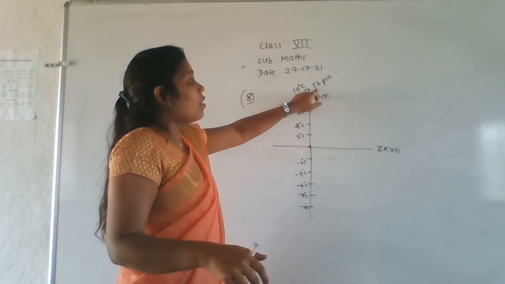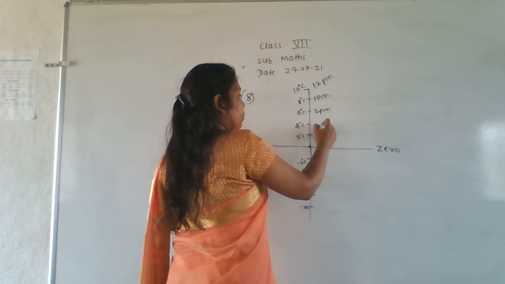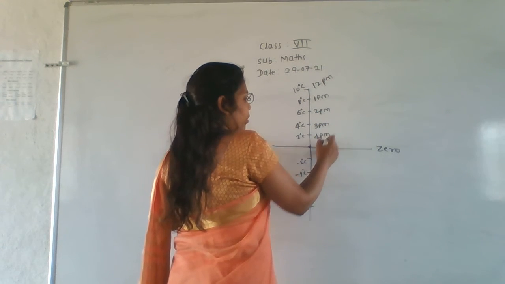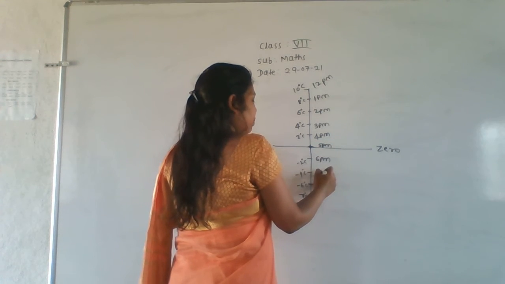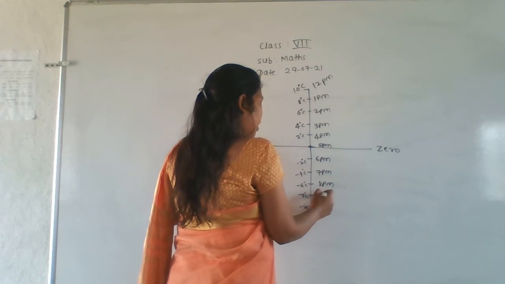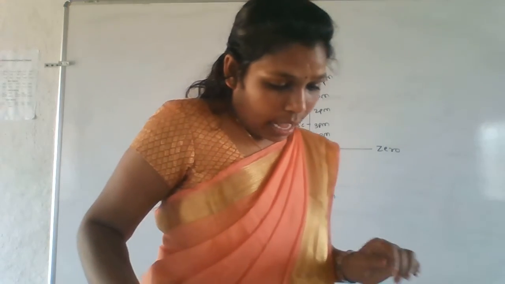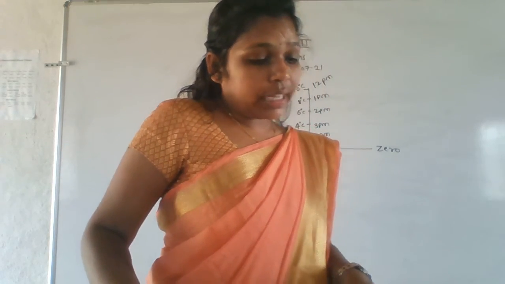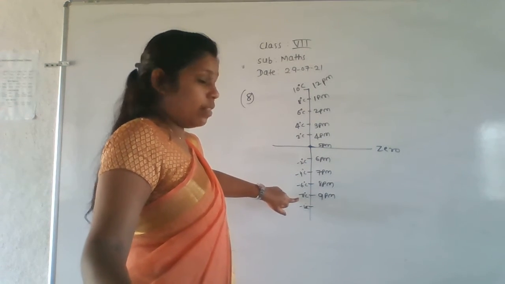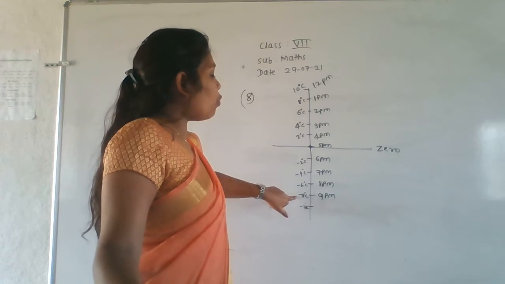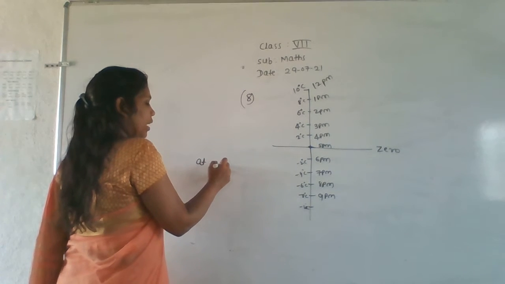So here 12. After 12, what is the time here? 1. Next will be 2 p.m. and 3 p.m. here. And next will be 4 p.m. And at 0, it will be 5 p.m. Next is 6 p.m., 7 p.m., 8 p.m. and here 9 p.m. So they told here at what time it will decrease to 8 degrees Celsius below the zero level. Below the zero level means here, that is minus 8. So at what time? That is nothing but 9 p.m. Right here, at 9 p.m.